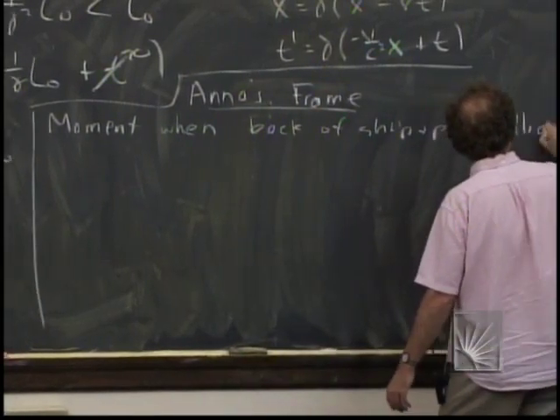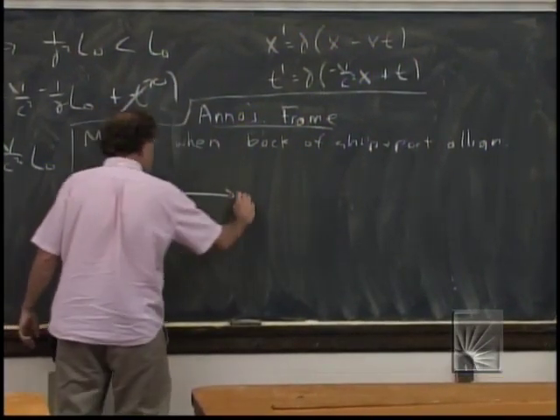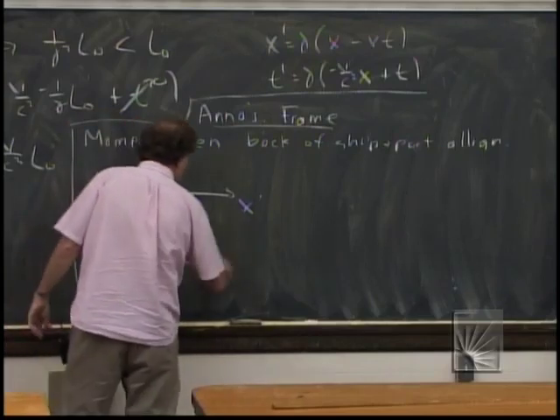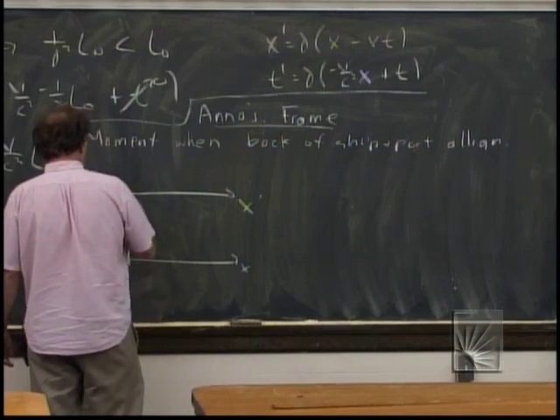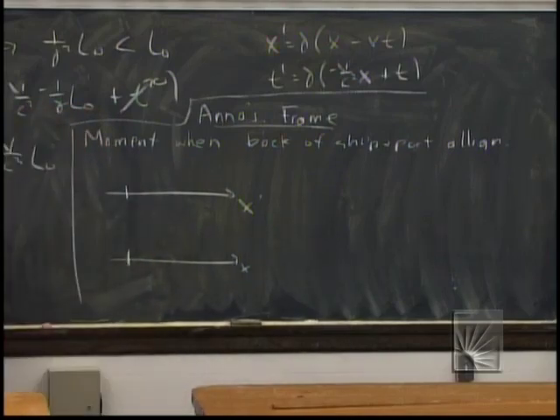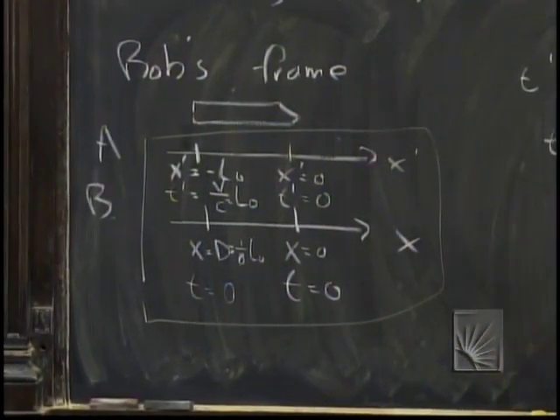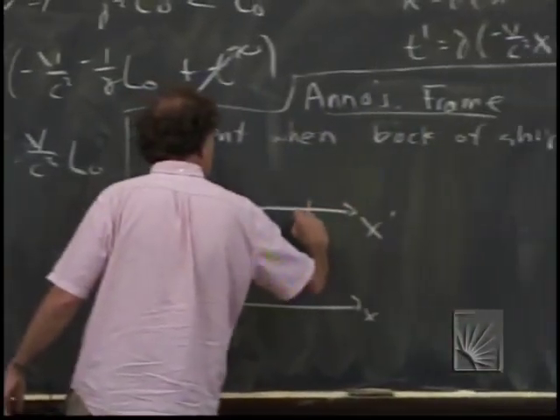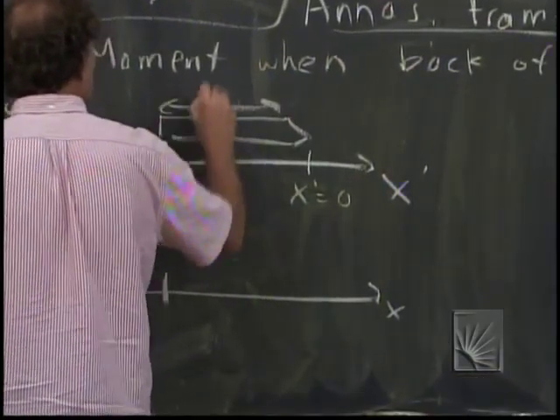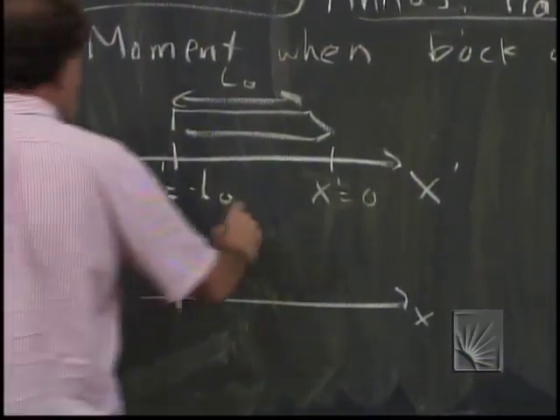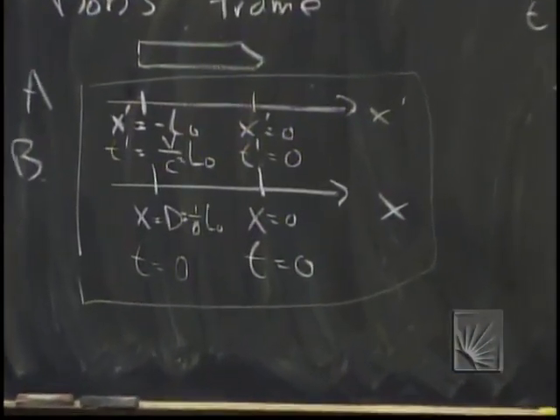are aligned. Okay? The straightforward thing, again, is just to proceed somewhat mathematically. I'm going to take this as my initial condition at the back of the ship. x prime was minus L0 because the front of the ship is at x prime equals 0, and the ship is, its length L0 in Anna's frame. t prime here was v over c squared L0.